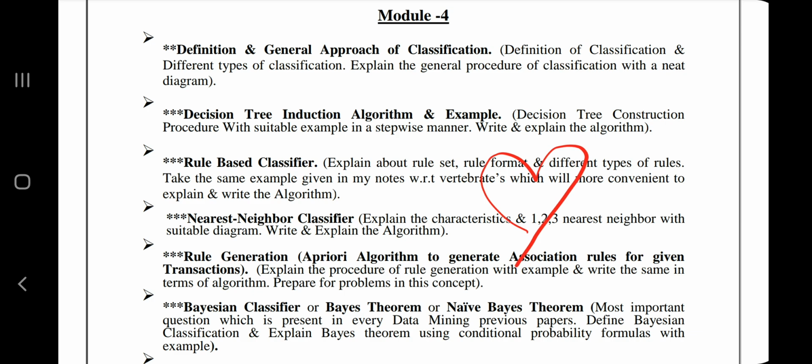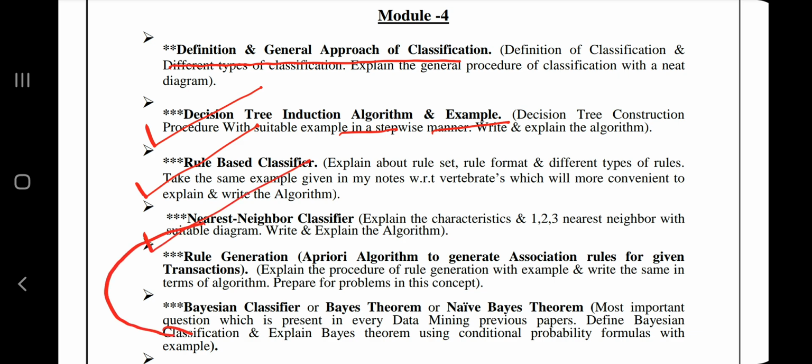Fine. So let's get started with the first question, definition and general approach of classification. After that the important ones are decision tree induction, there is an algorithm as well as example, rule based classifier, and the last one is nearest neighbor classifier. The Bayesian classifier is also listed here, but it is from the module 3 topic, so it's included by mistake.